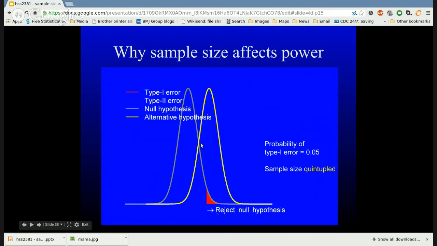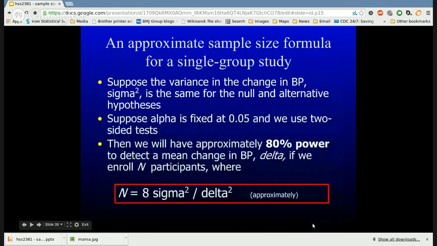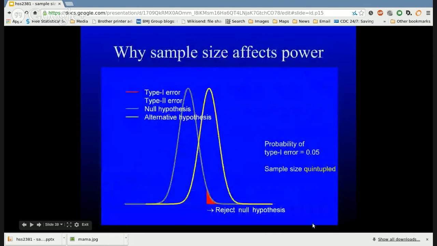Look at that. There's a lot less error here. Here my sample size has come up by 5. So the lesson there is I can increase the power of my sample by either making the difference I'm looking for larger or increasing the number of people in my sample.